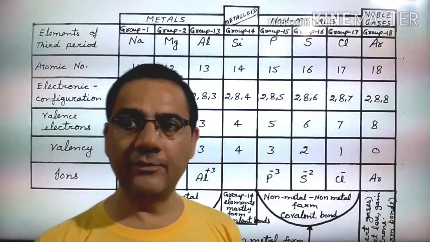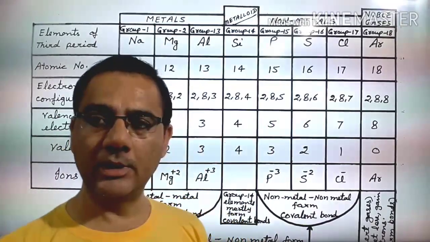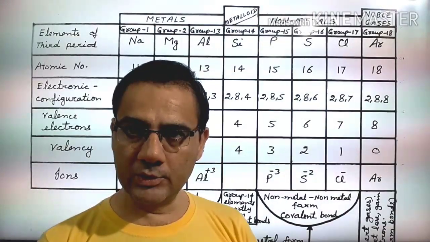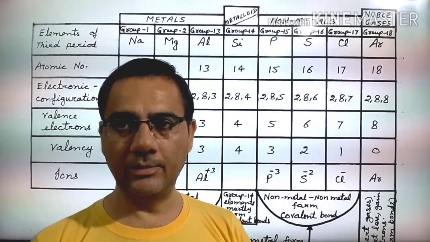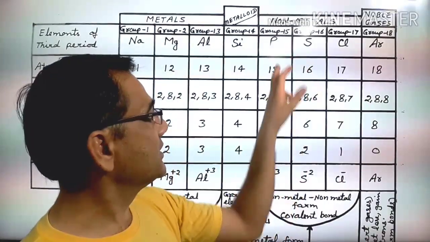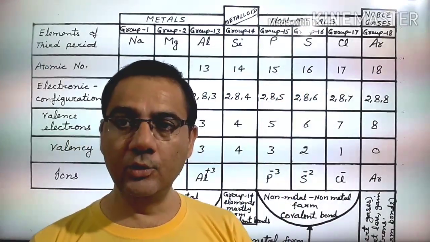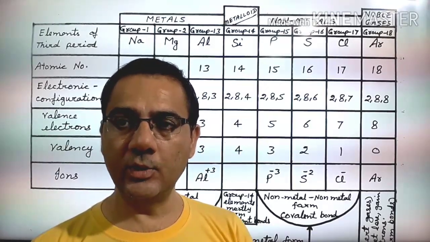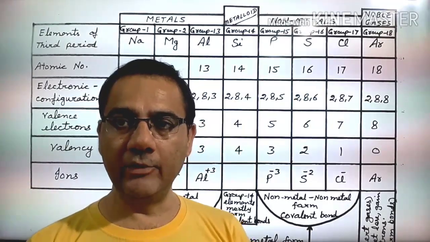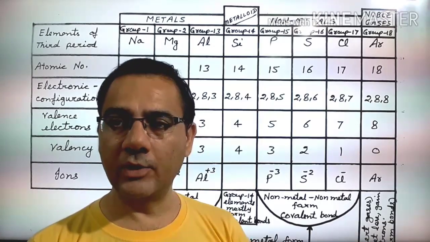Now it has 5 electrons in the outermost shell. What will it do? Either it will lose 5 electrons or it will gain 3 electrons from another atom. Now for phosphorus, it is difficult to lose 5 electrons. Losing its own 5 electrons, that is quite difficult. So what will it do? It will borrow, it will take 3 electrons from another atom.